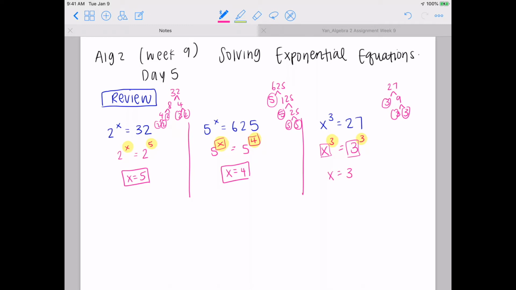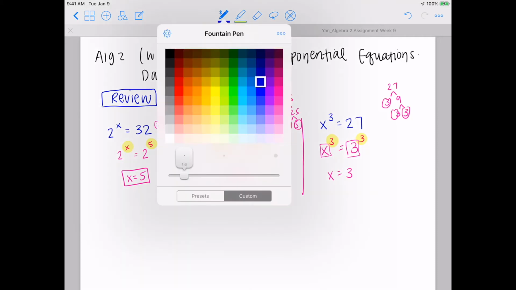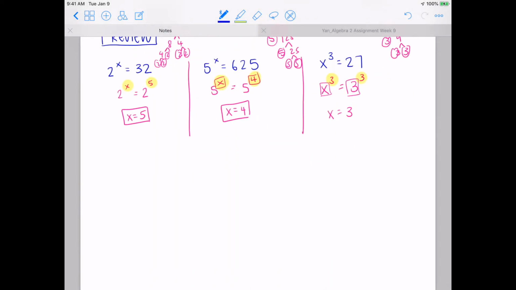Okay, so this is pretty easy if we have the same exponents, we can set their bases equal, or if we have the same base, we set their exponents equal. So what we're going to do now is there's a new formula. It's called the change of base formula.